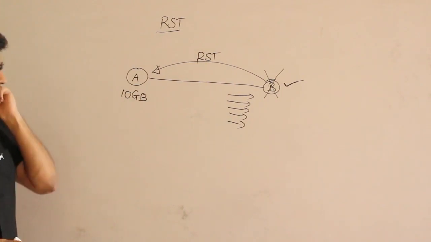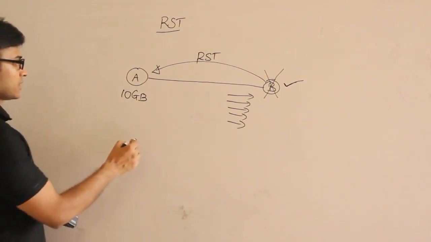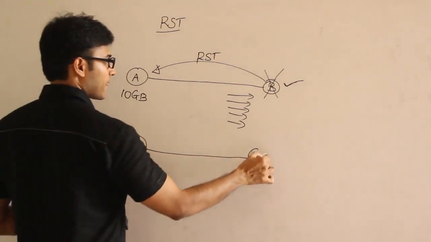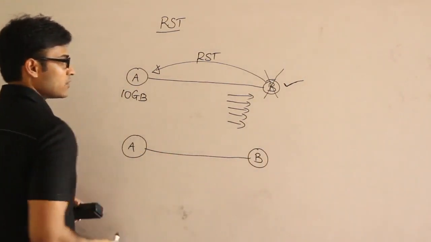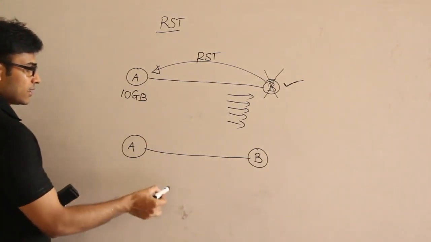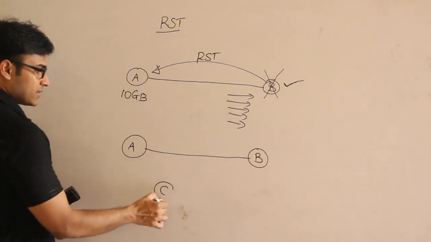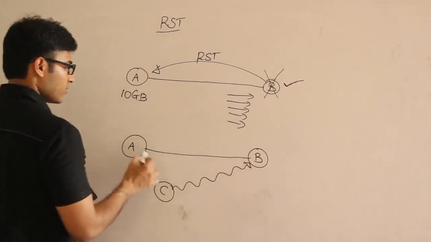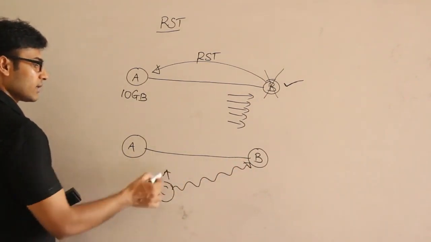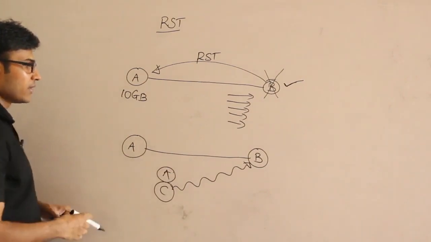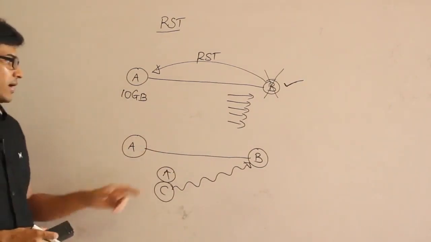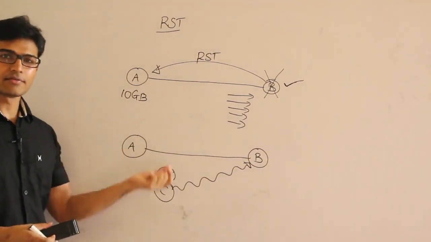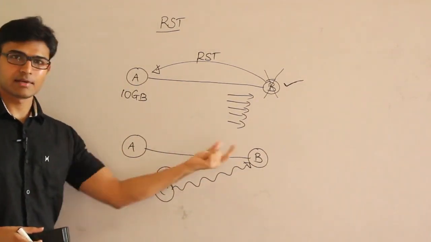This is one scenario. The other scenario is that sometimes A and B are communicating using TCP, and then suddenly someone else, C, will send a message as if it is coming from A. How can they do this? They can eavesdrop on this connection, and then they will see the IP addresses, port numbers and sequence numbers, and they can send a message.